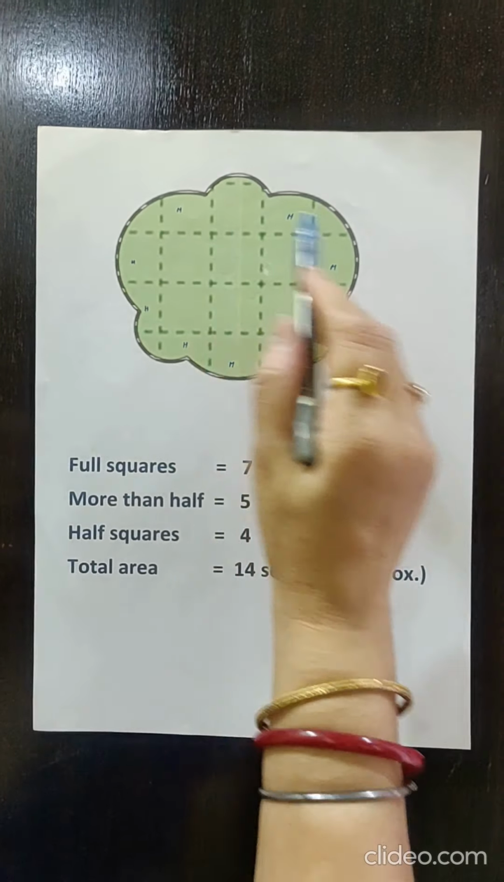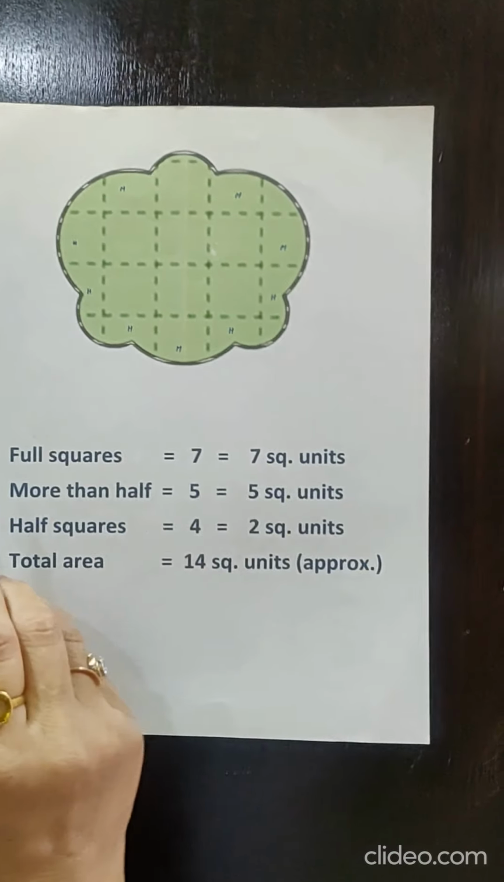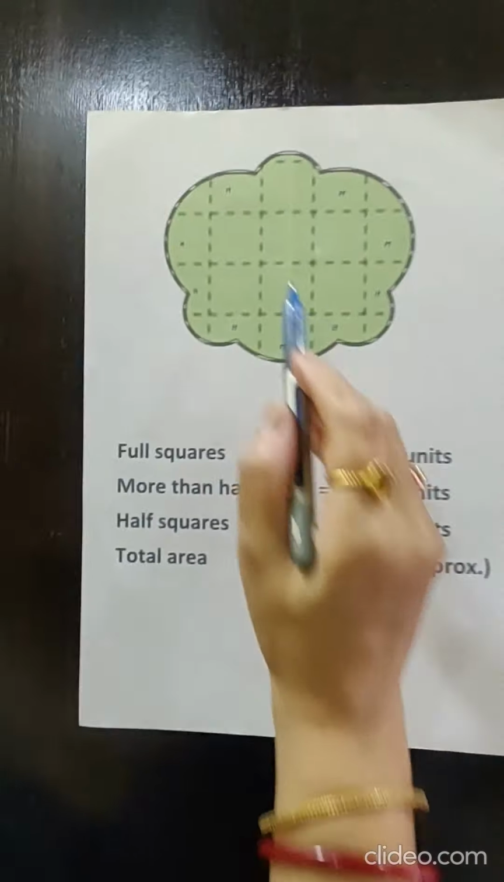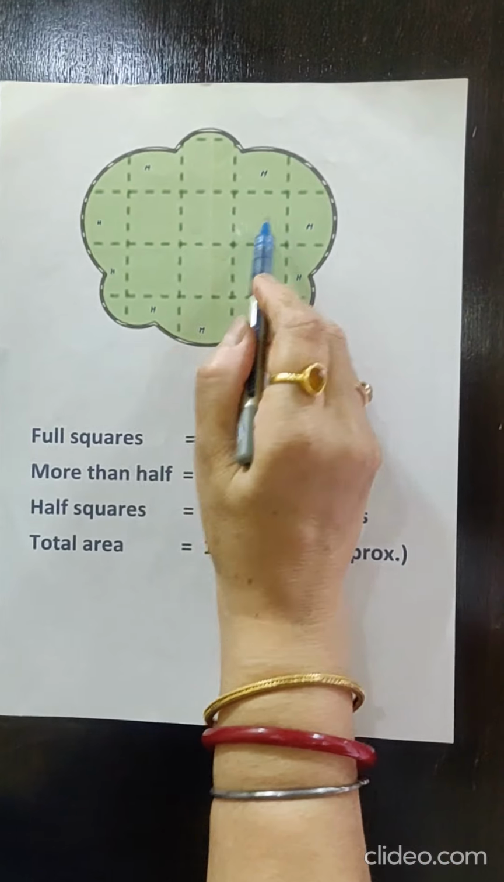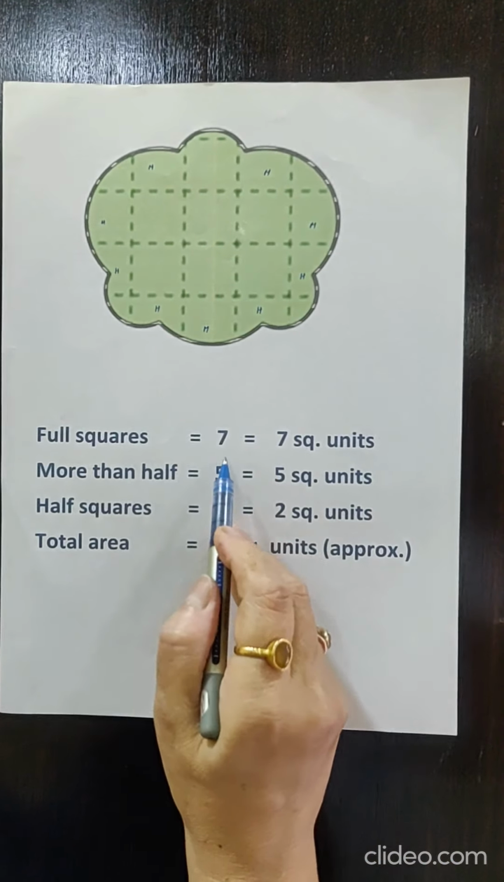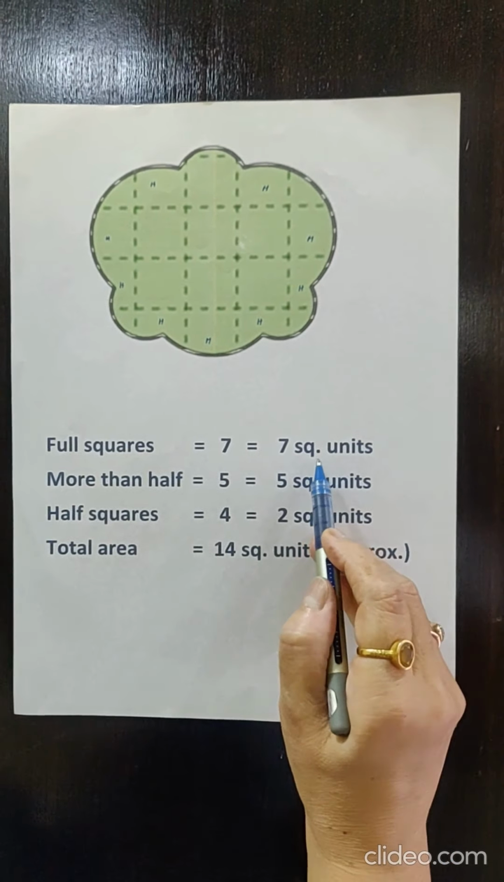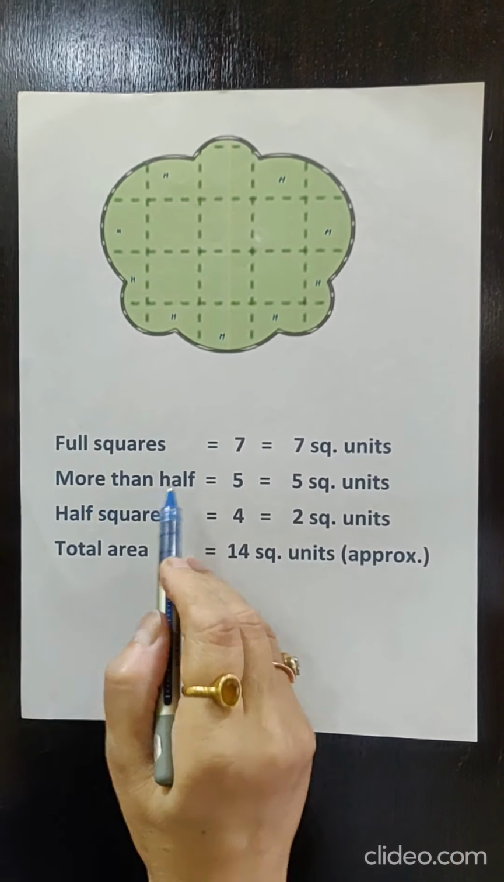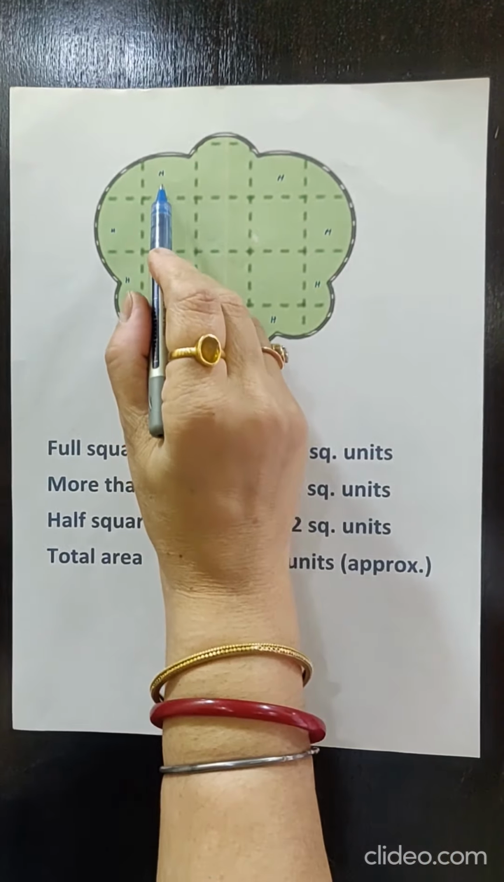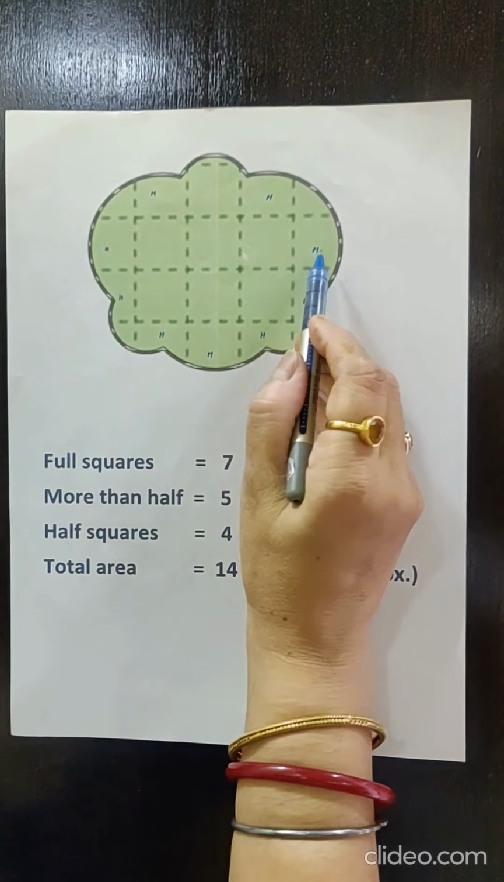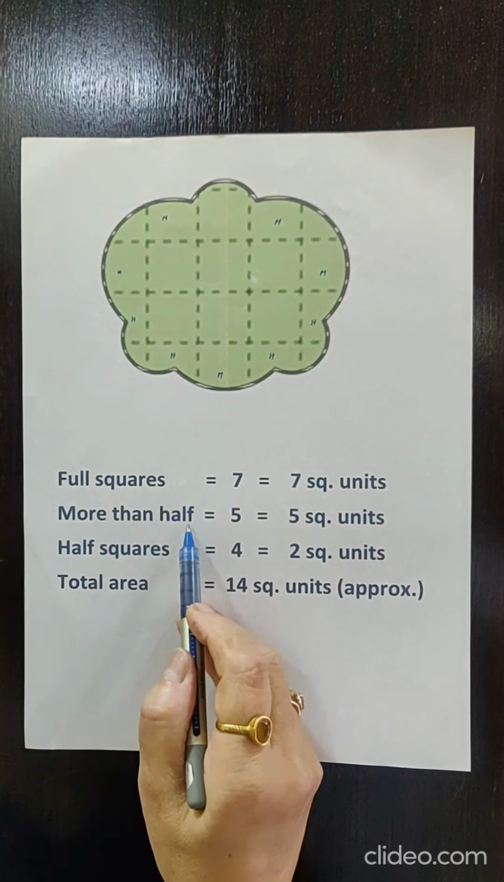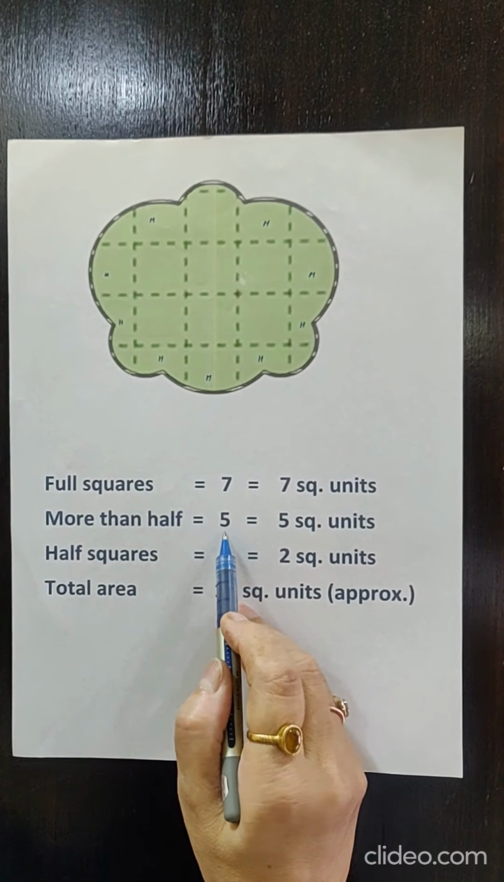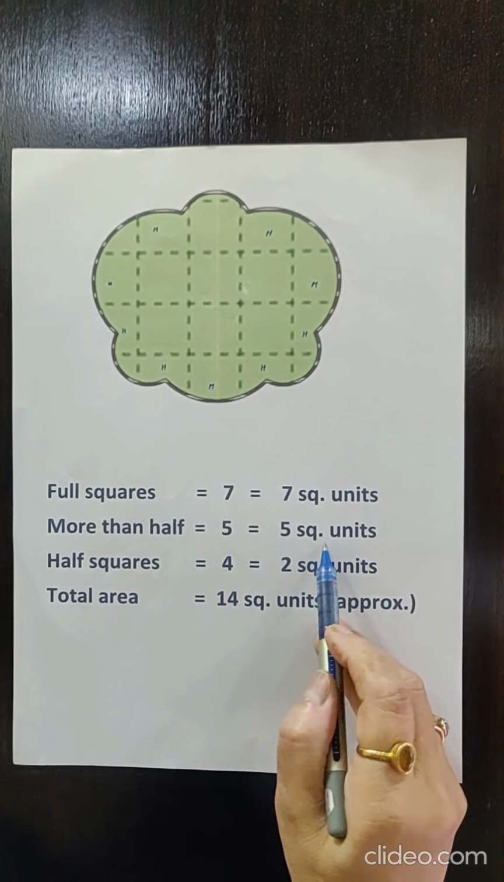To calculate the area of this figure, first of all we will find how many full squares there are. 1, 2, 3, 4, 5, 6, 7. So 7 full squares are there. So we write 7 square units. Now see how many more than half squares there are. 1, 2, 3, 4, 5. More than half are 5 squares. So we write 5 square units.